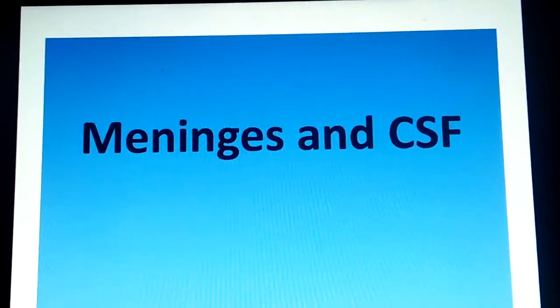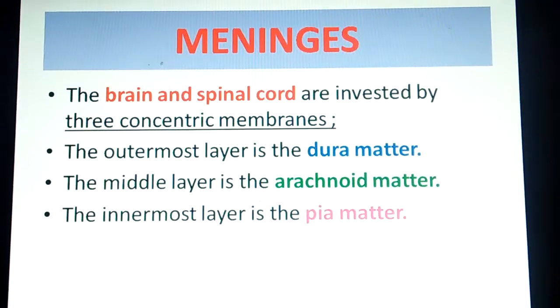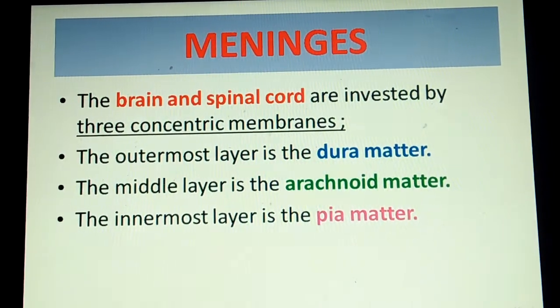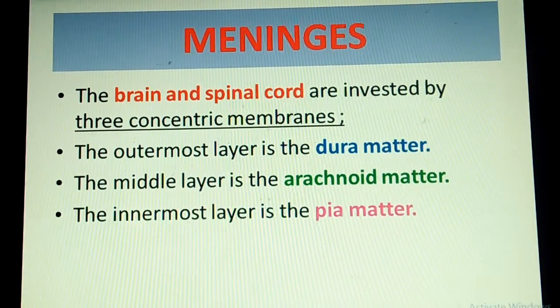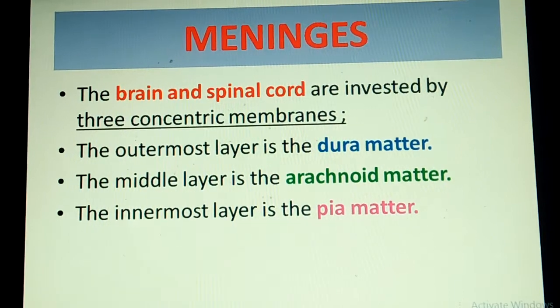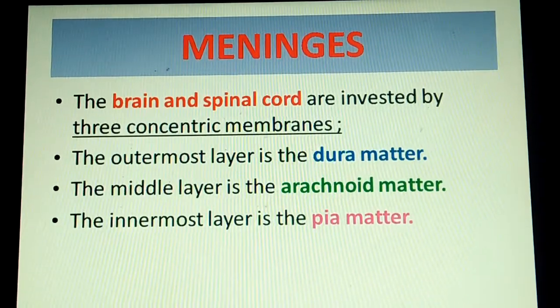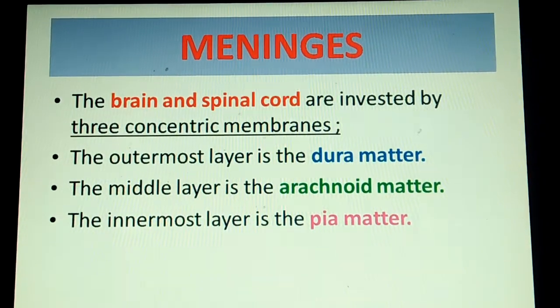In this lecture we see the meninges and the CSF. The brain and spinal cord are invested by three concentric membranes. The outermost layer is the dura mater, the middle layer is the arachnoid mater, and the innermost layer is the pia mater.